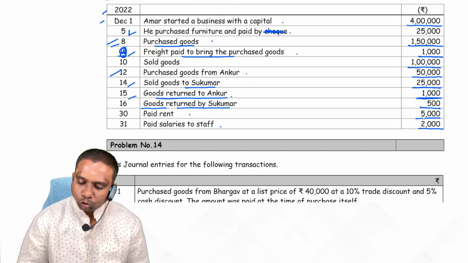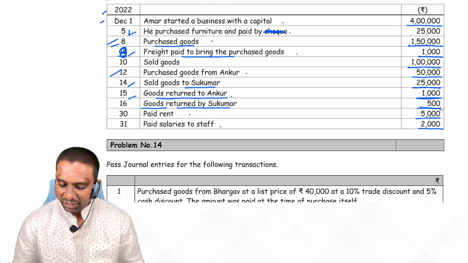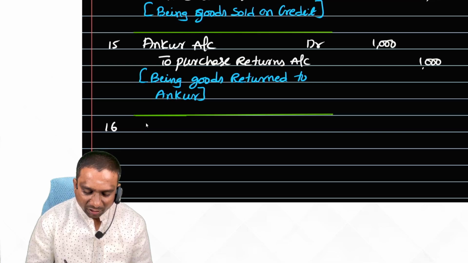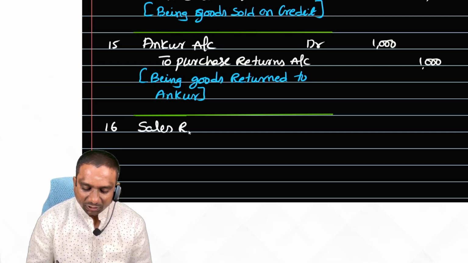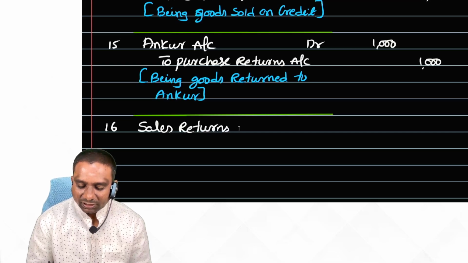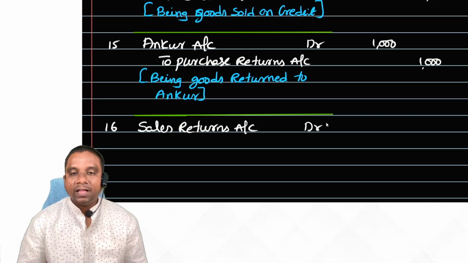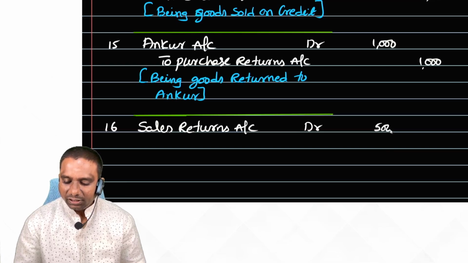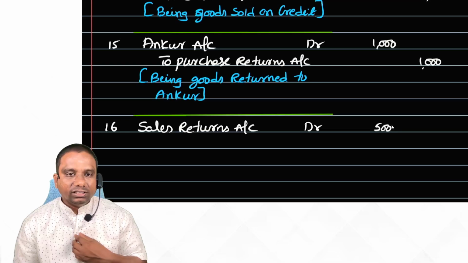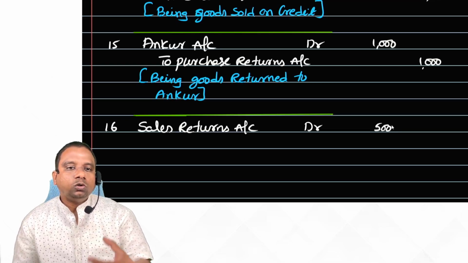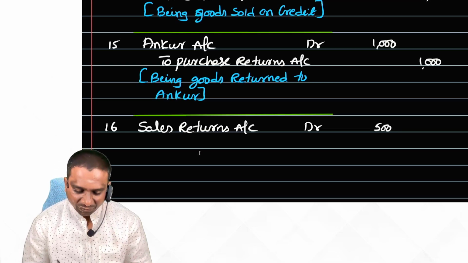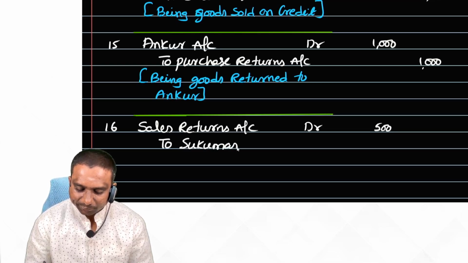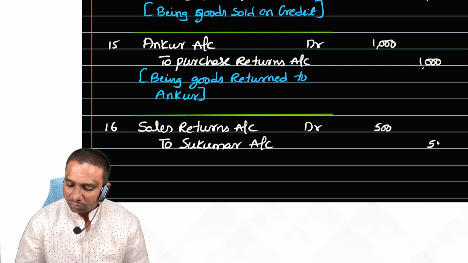15th date. Goods returned by Sukumar 500. So what is the entry we write? Sales returns account debit. What is the other name for sales returns? Returns inward account. Returns inward means goods coming into the business in the form of returns. Returns outward means goods going out from the business in the form of returns. To Sukumar account 500.